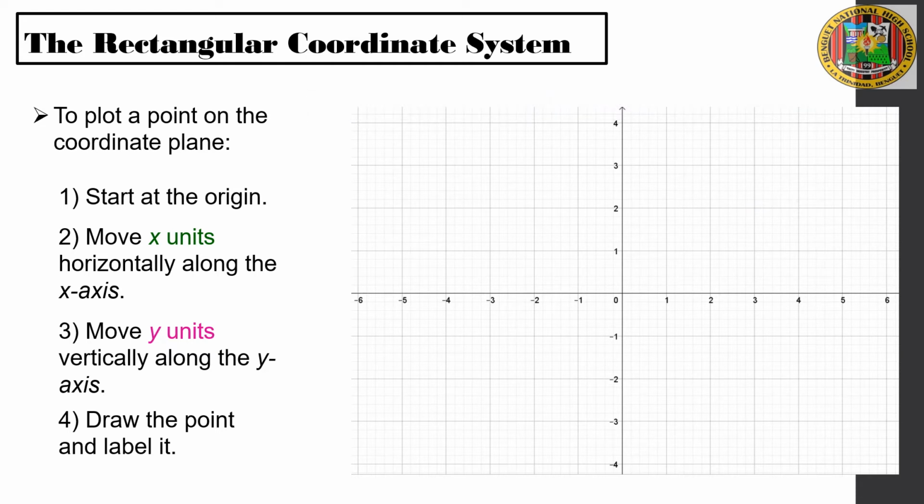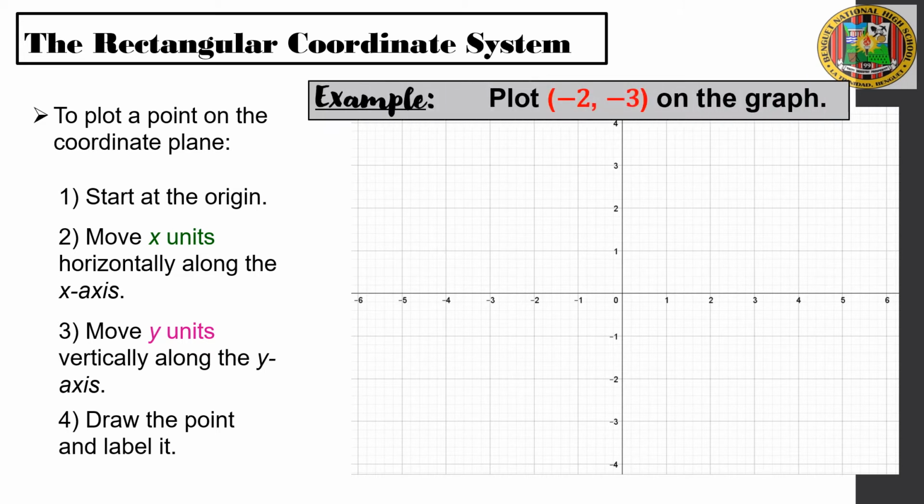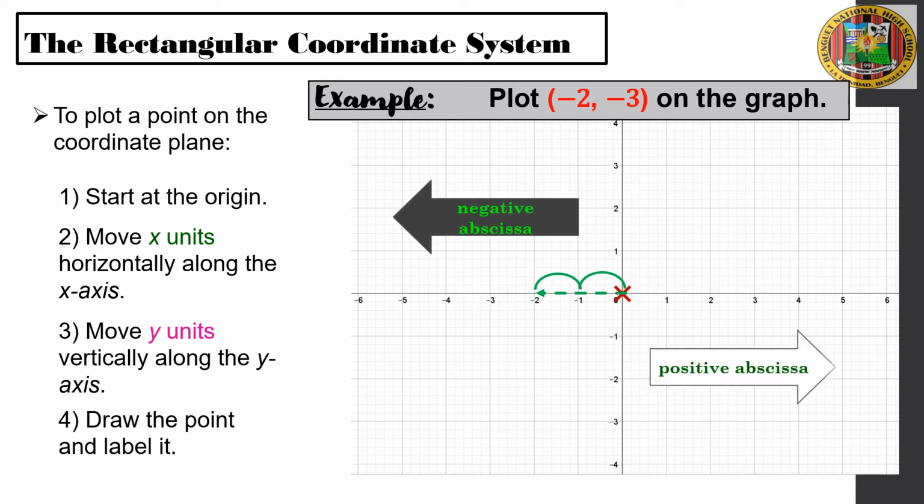Were you able to follow the steps in plotting a point on the coordinate plane? Let's see another example. To plot the point (-2, -3), first we start at the origin. Based on the abscissa -2, we are going to move to the left along the x-axis. So comparing it to what we did in our previous example, having a negative abscissa means we move left, while a positive one means we move right.